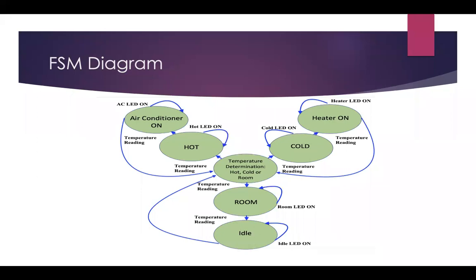If it determines the temperature is cold, then the cold LED turns on, and after another reading, the heater LED turns on. After that, it returns to the temperature determination state. If it determines the temperature is hot, then the hot LED turns on, and after reading again, the AC LED turns on, and from there it cycles back to the temperature determination state.